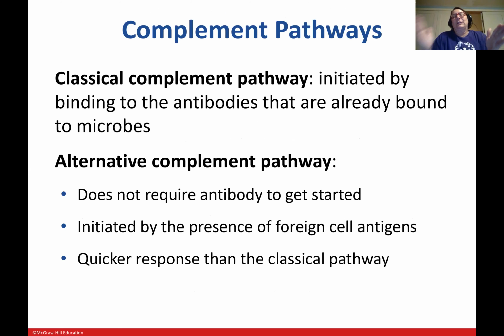There are actually two different types of cascades. One is referred to as the classical complement pathway, and it's initiated by binding to the antibodies that are already attached to the microbe. And then there's the alternative complement pathway, which doesn't need an antibody to get started. It's simply initiated by the presence of foreign cell antigens, and it's quicker than the classical complement pathway.